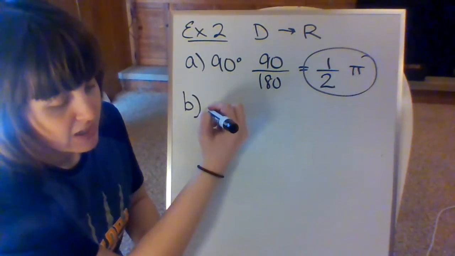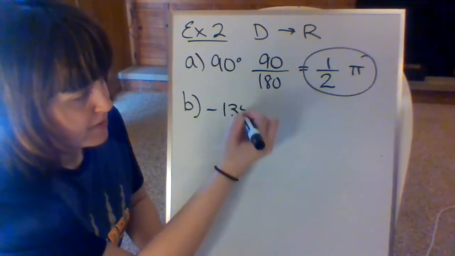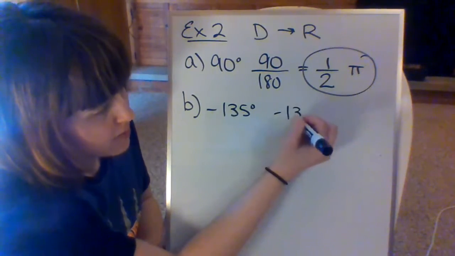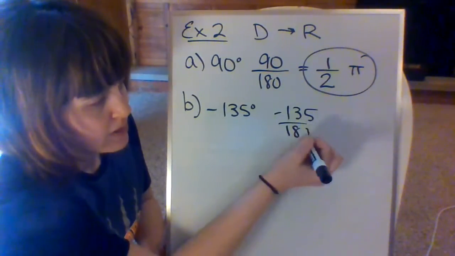Now, part B says negative 135. So, negative 135 divided by 180.